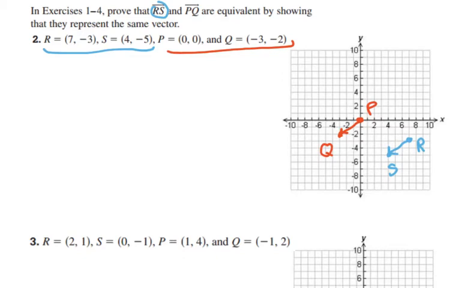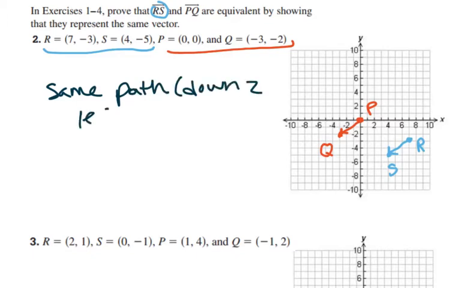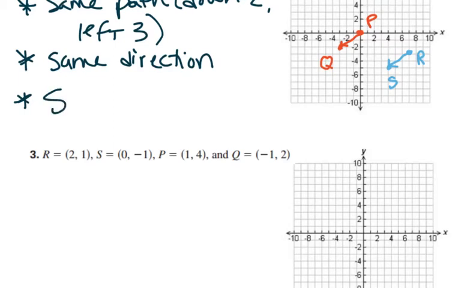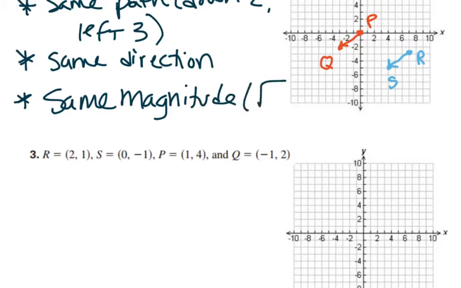So, same path of down 2, left 3. And then we also have same direction, and technically same magnitude as well. And again, that magnitude was square root of 13, from 2 squared and 3 squared, which would make 13, and then square rooted.